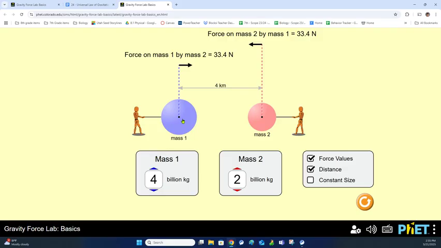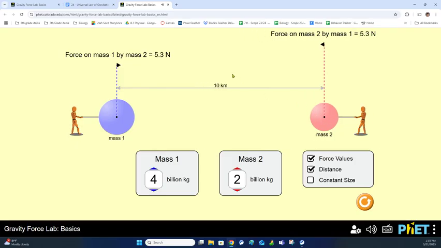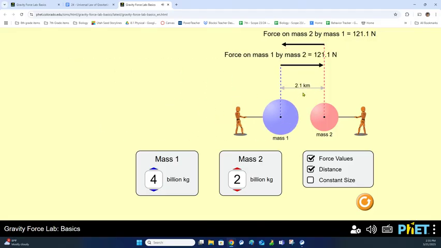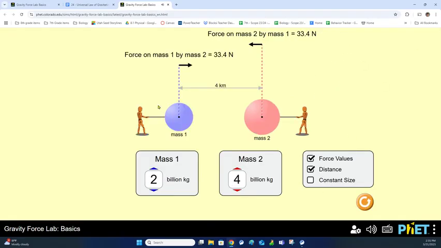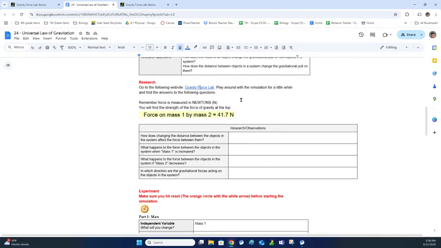You can also change the distance. You can drag them farther apart, and you can tell how far apart they are by the distance in the middle. As we bring them closer, we can see that the distance between them gets closer and closer. How does that affect the amount of force? That's going to be the second part of the assignment. So mess around with it.